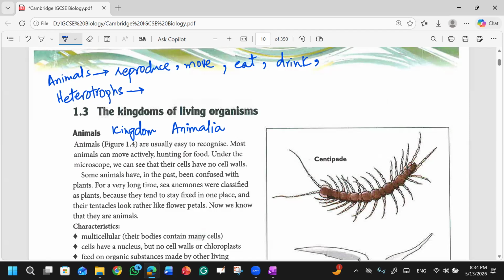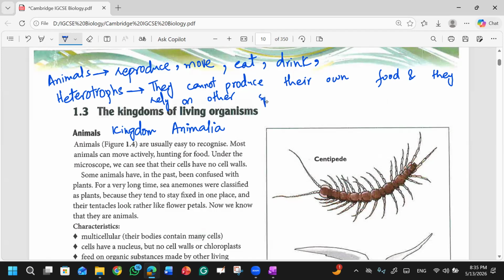Heterotrophs are organisms that cannot produce their own food, so they should get their food by consuming other organisms. They cannot produce their own food and they rely on other living species, just like the plants and the animals, for food. Clear? So the animals are heterotrophs. These are some things you already know about the animals.